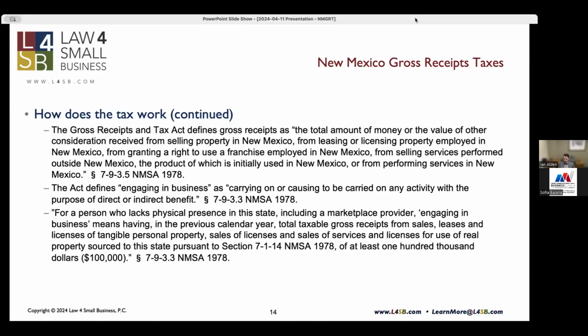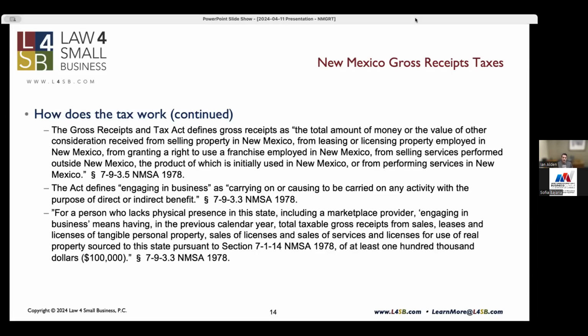From granting a right to use a franchise employed in New Mexico, selling services performed outside of New Mexico, the product of which is initially used in New Mexico, or from performing services in New Mexico. The big things there in that definition are selling property in New Mexico and performing services in New Mexico. That's going to be the bulk of what we look at here. There's performing services outside of New Mexico, the product of which is used in New Mexico. That's a pretty rare occurrence, actually. We'll talk about that in a second. But that's the definition of gross receipts. And we'll revisit that in a little bit here.